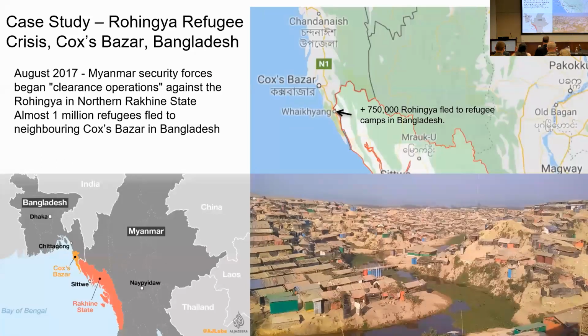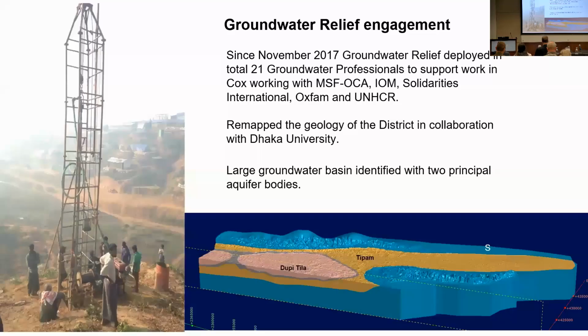This study I'm going to use to demonstrate how monitoring data is utilized in a refugee context is in Cox's Bazar. In 2017, about 750,000 Rohingya fled from Myanmar, Rakhine State, to Cox's Bazar in Bangladesh. Groundwater Relief has been engaged since November of that year until now, until this year. And over that period, we've sent over 20 groundwater professionals to Cox's Bazar to support various different charities and NGOs.